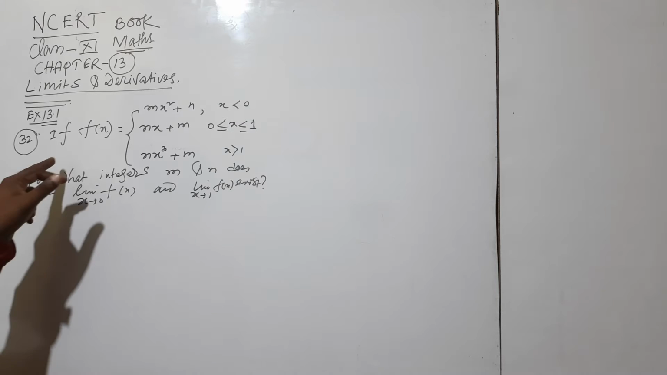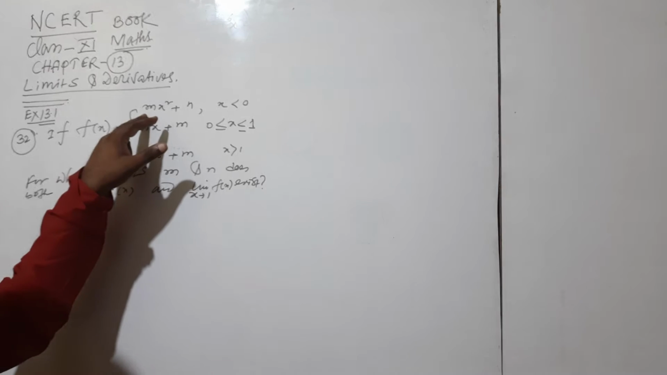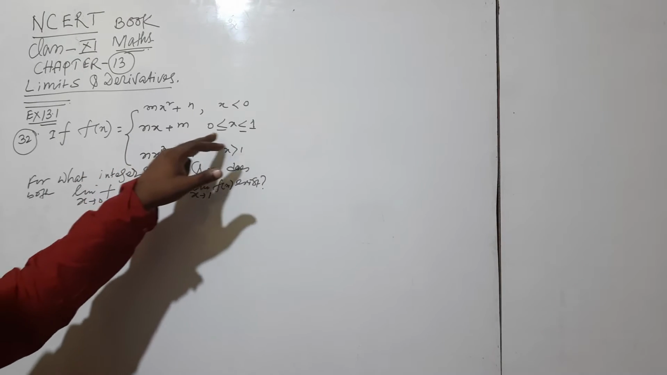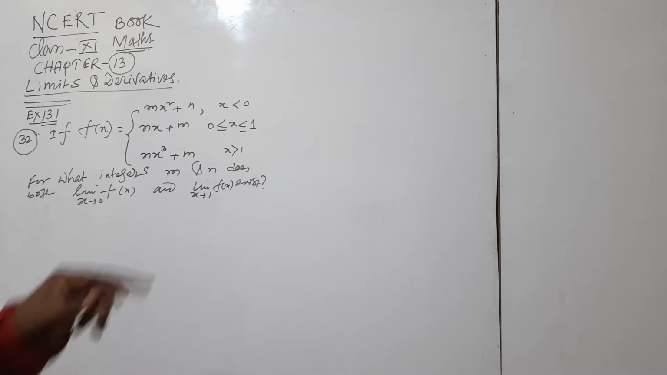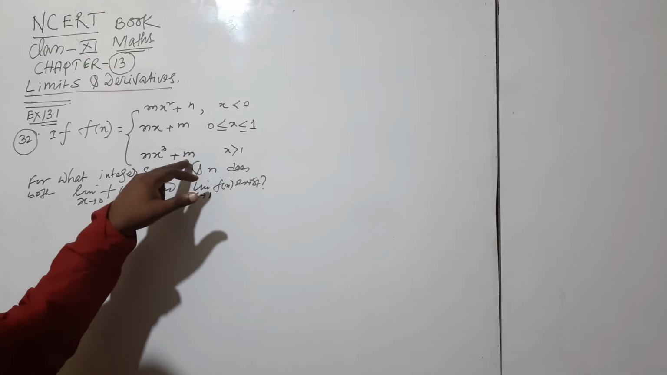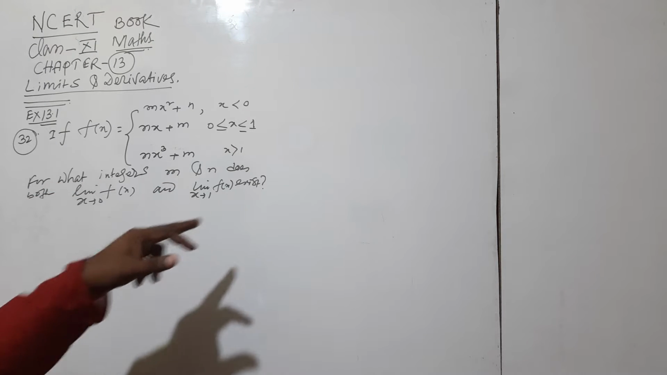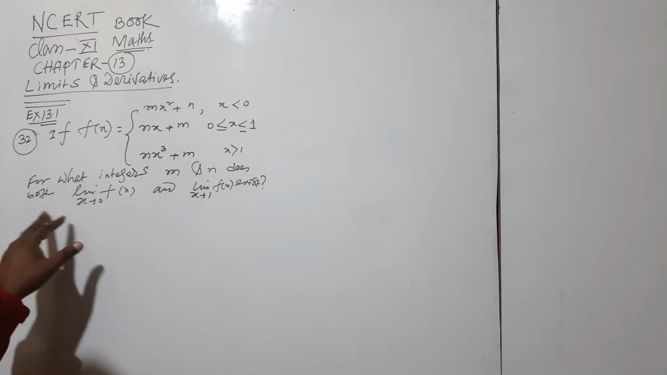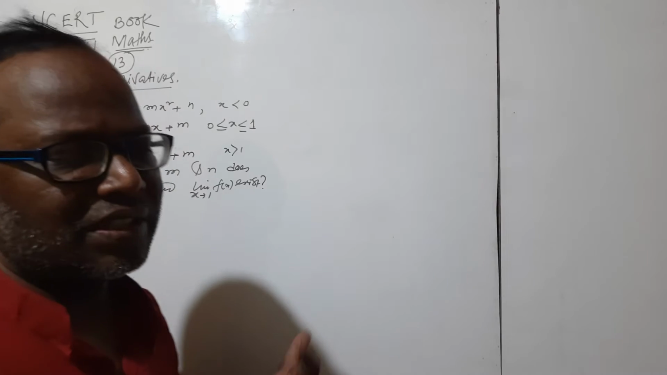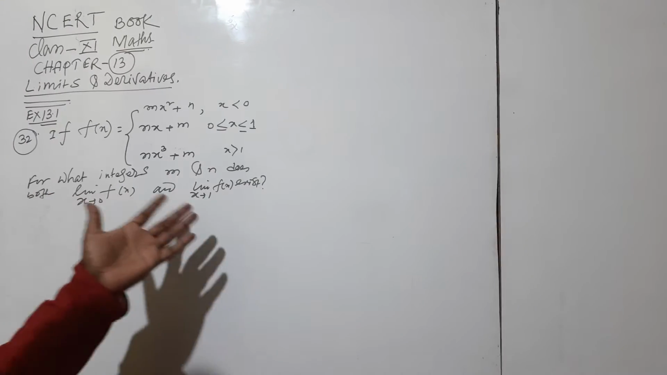So here, given that problem 32: if f of x is equal to mx square plus n when x is less than 0, nx plus m when x lies between 0 and 1, that is 0 less than or equal to x less than or equal to 1, and nx cube plus m when x is greater than 1. For what values of integers m and n does both limits exist? Mainly the question is to find the values of m and n when these two limits exist.